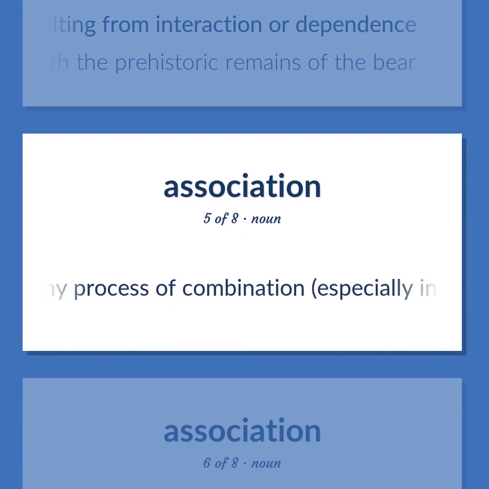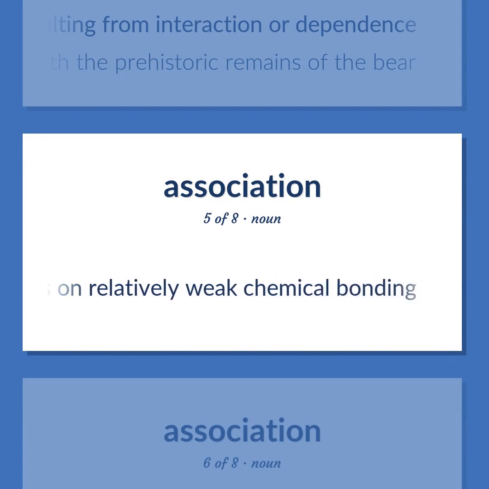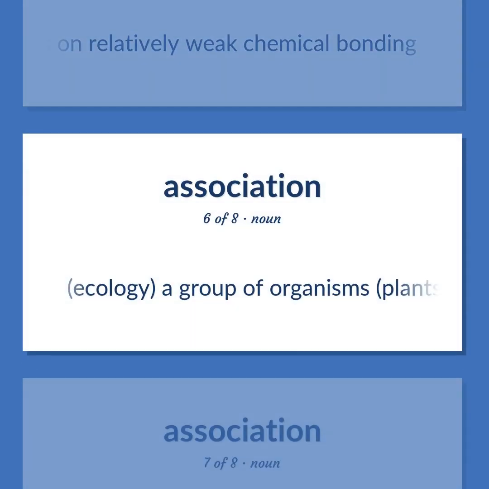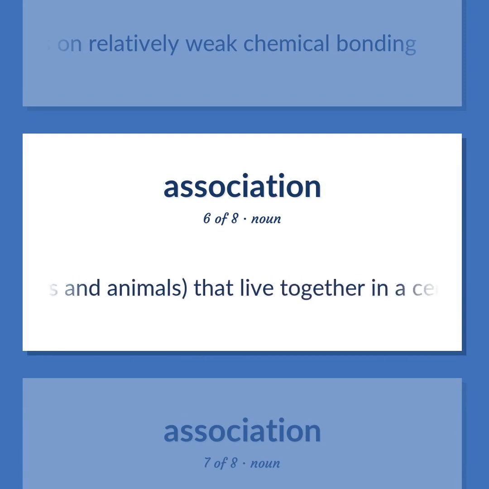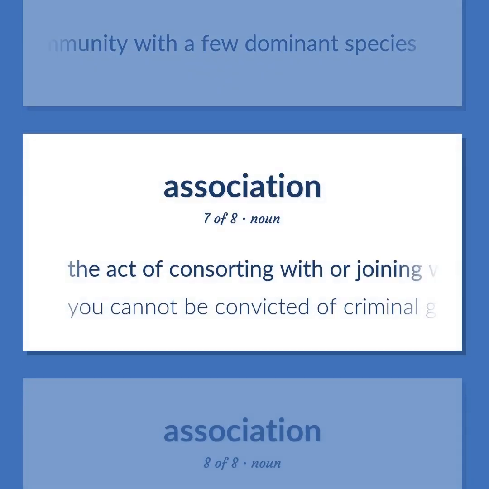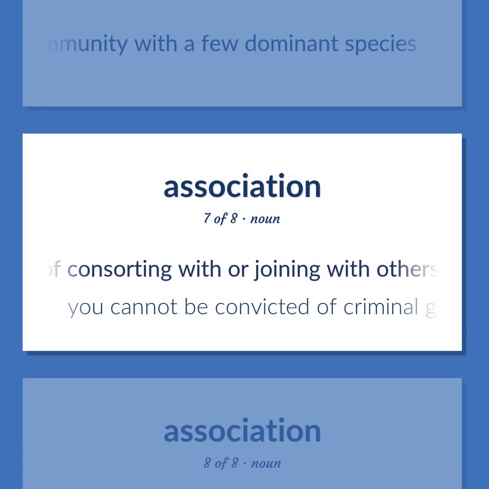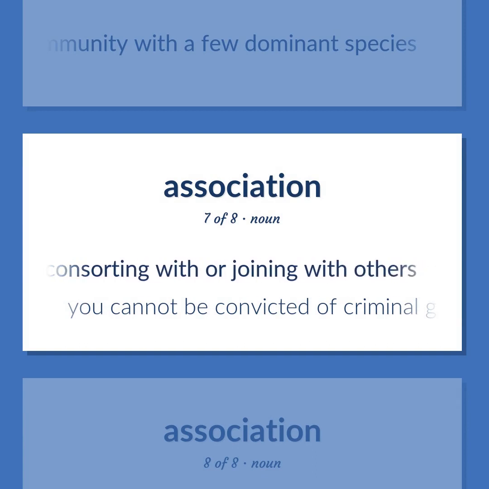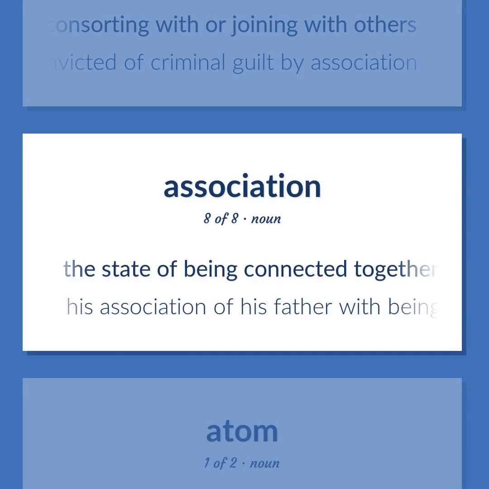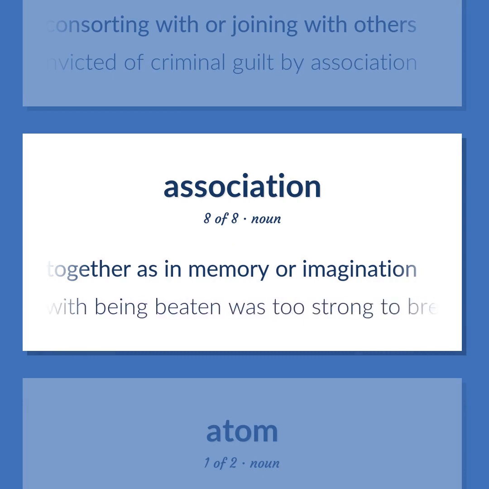Chemistry. Any process of combination, especially in solution, that depends on relatively weak chemical bonding. Ecology. A group of organisms, plants and animals, that live together in a certain geographical region and constitute a community with a few dominant species. The act of consorting with or joining with others. You cannot be convicted of criminal guilt by association. The state of being connected together as in memory or imagination. His association of his father with being beaten was too strong to break.